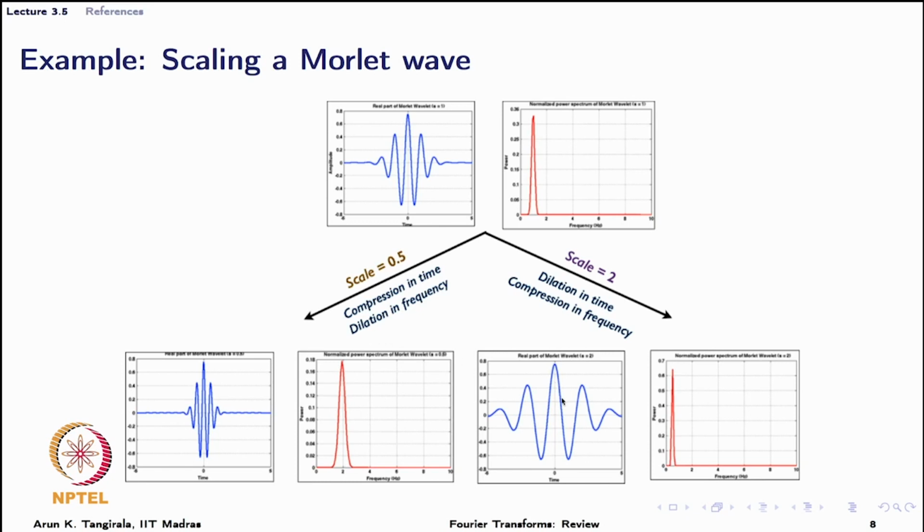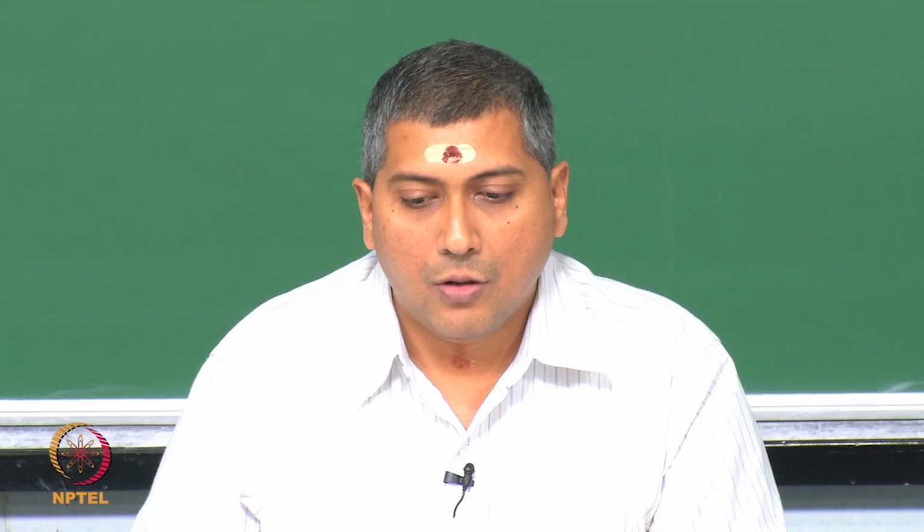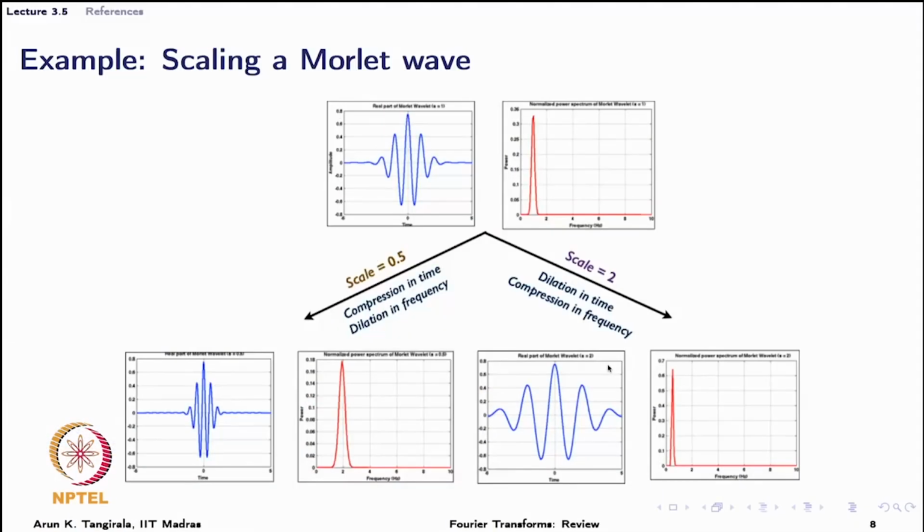When I scale it by a factor of 2, which is greater than 1, I have a dilated wave or wavelet, because now this is the mother wave and these two are the wavelets. I have a dilated wavelet. Now the center frequency has shifted to the left and the spread has also decreased, because of the reasons that I have explained. So this is something that should be understood.